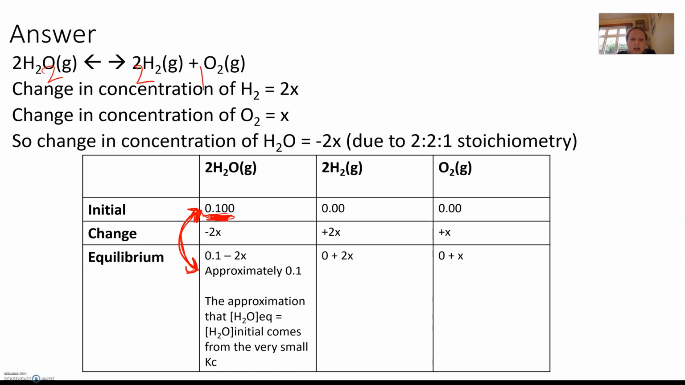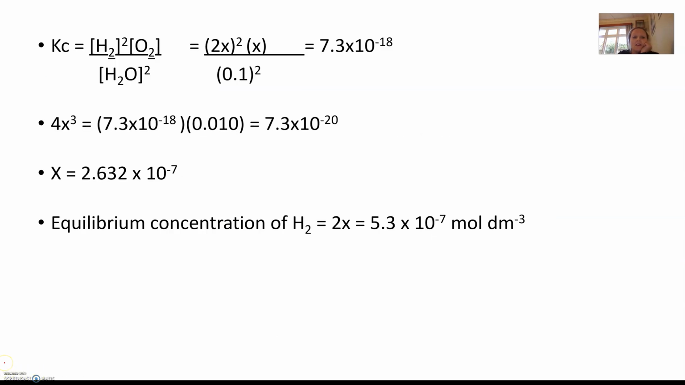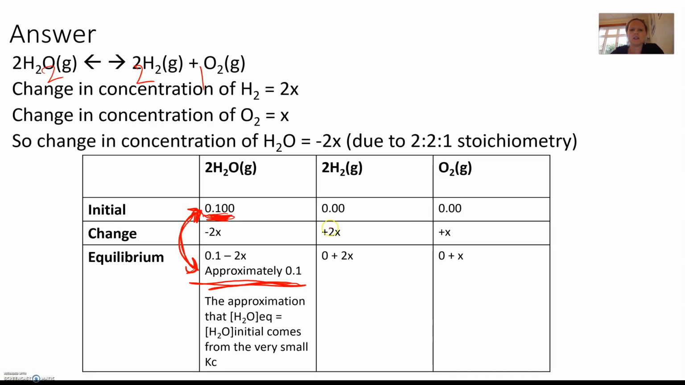So if you see a teeny tiny Kc value, what you should think to yourself is, aha, my reactant's concentration is not going to change. That's going to be the assumption, that very little of it breaks apart. So therefore, we're just going to say this concentration is 0.1. Now we know this is 0.1, we can carry on with our calculation. I'll just go back for 1 second to make sure that everyone saw this. This is 2x, and this is 2x, and this is x. So H2 is 2x and O2 is x, and this is 0.1.